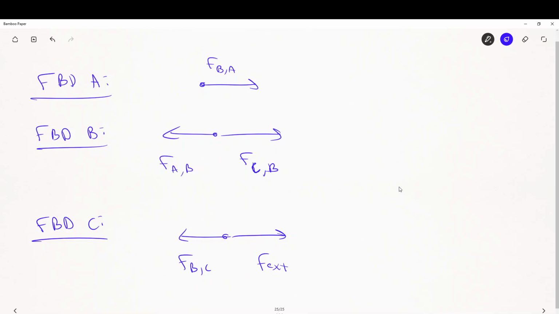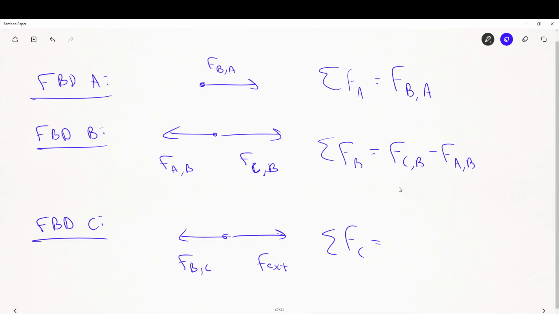If we consider forces which point to the right to be positive and forces which point to the left to be negative, I can compute the sum of forces for each of these. So the sum of the forces acting on A, the sum of the forces acting on B, and the sum of the forces acting on C. This will be FBA. This will be FCB minus FAB. And this will be F external minus FBC. Okay.